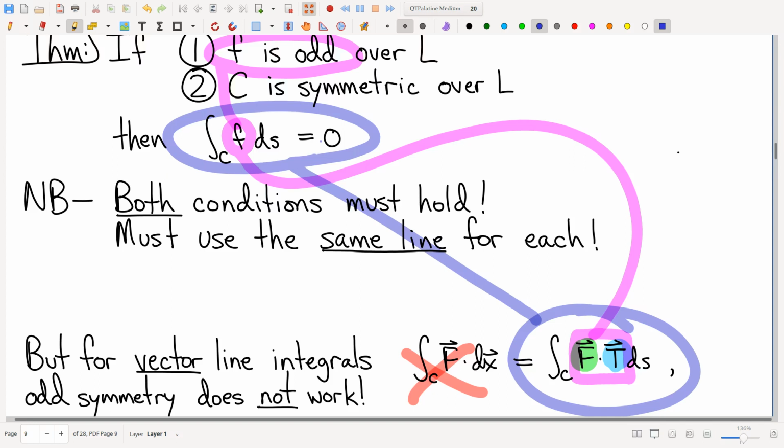But again, don't forget, thought of as a scalar line integral, the integrand includes the unit tangent vector. You have to have that computed, dotted with your F, and see your actual scalar integrand. That's the thing that has to have that odd symmetry, not just the vector field itself. Does that make sense? Yeah.